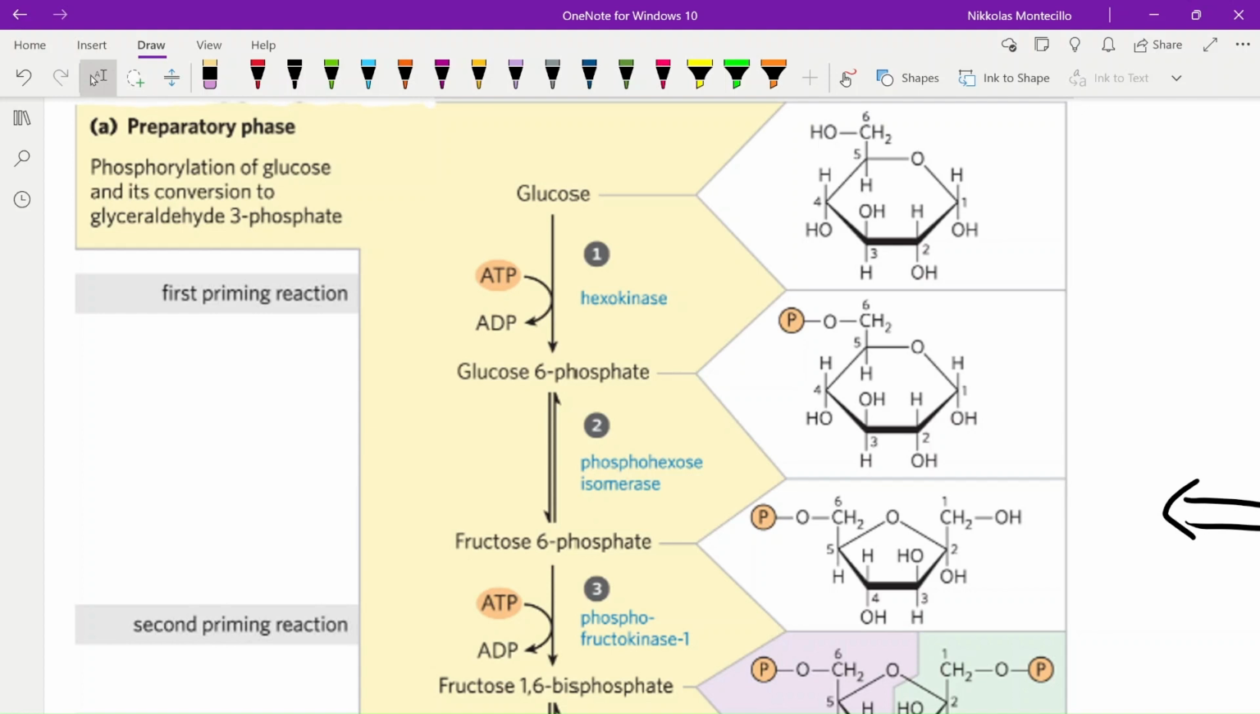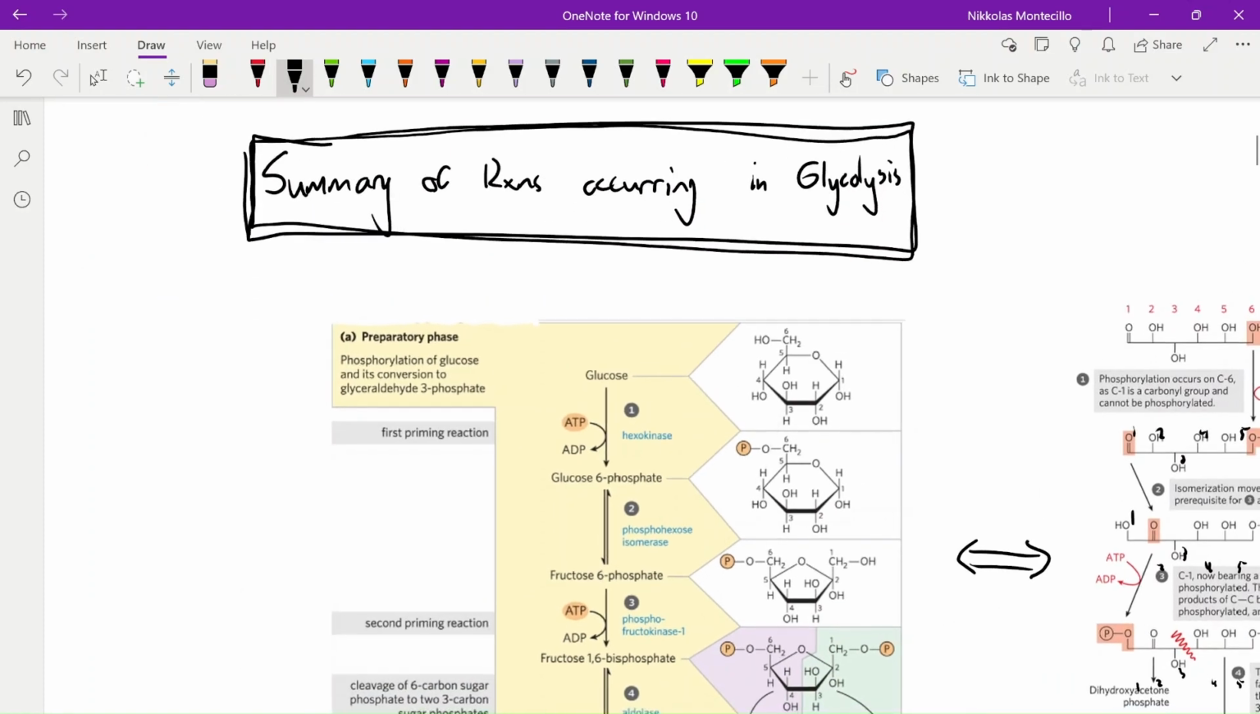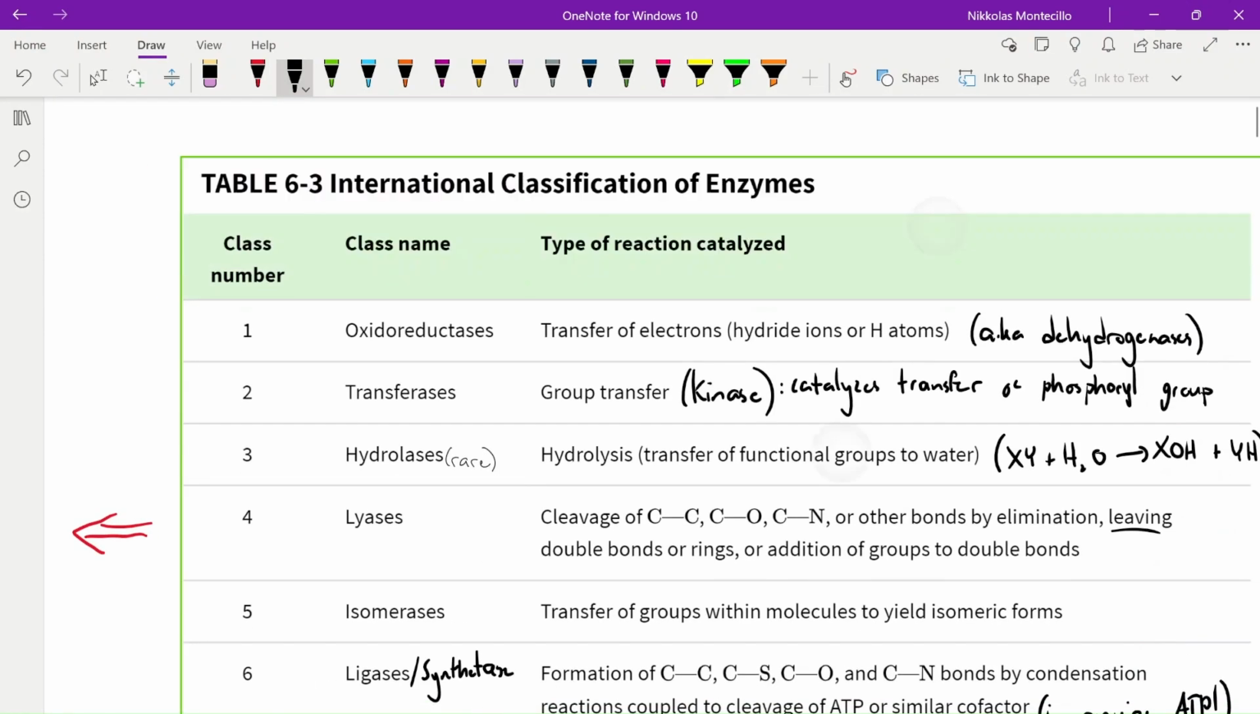fructose 6-phosphate, you can see here that the molecular formula for both these molecules is the same, but because they are arranged differently, we would consider the relationship between these two to be isomeric, right? And this transformation from glucose to fructose is achieved by an isomerase. Okay.